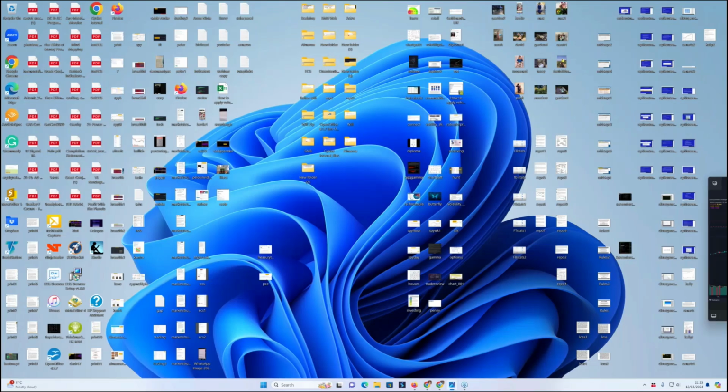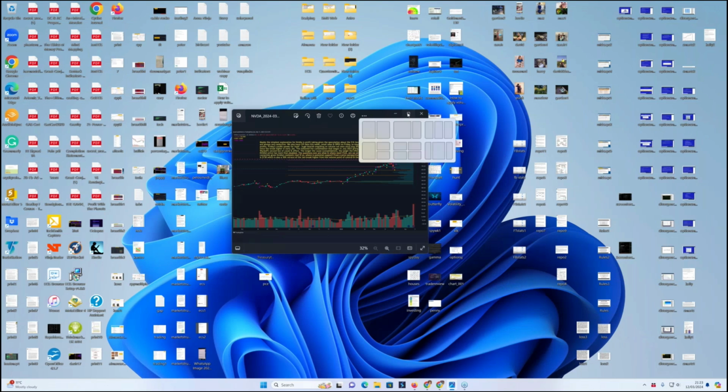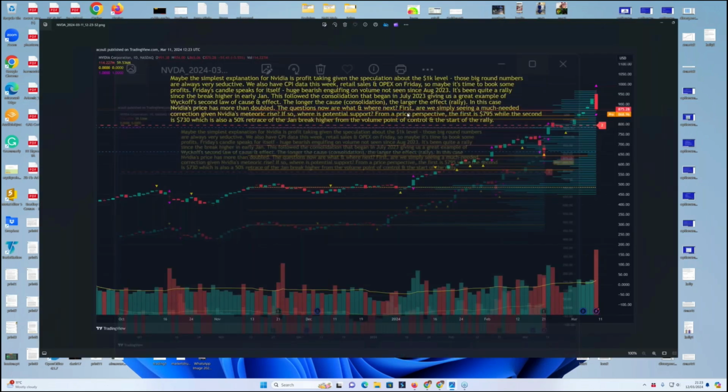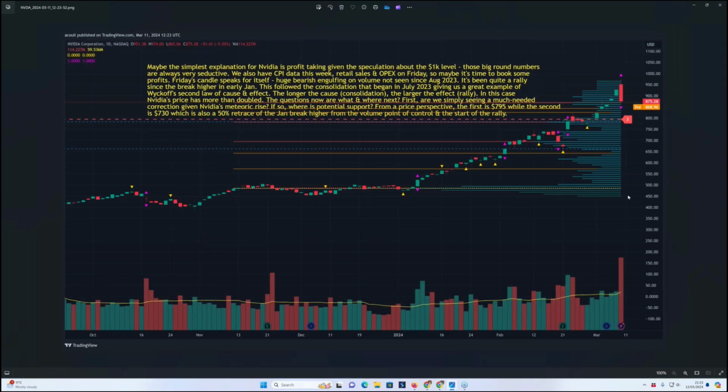This was actually the little post I did on Nvidia, really after this dramatic fall that we have here. What I basically said was, to be honest, in the run up, Nvidia was marching on higher. It's put on a tremendous rally that we have here from the volume point of control. We can see the volume coming in.